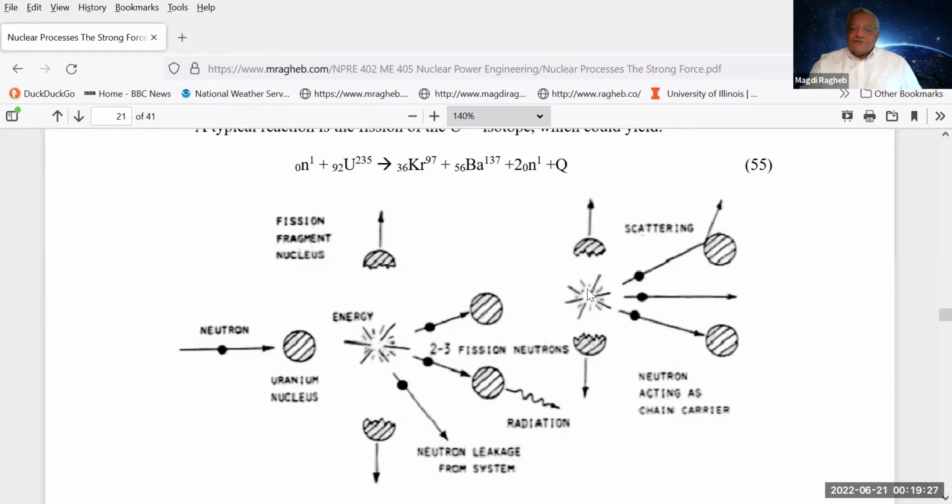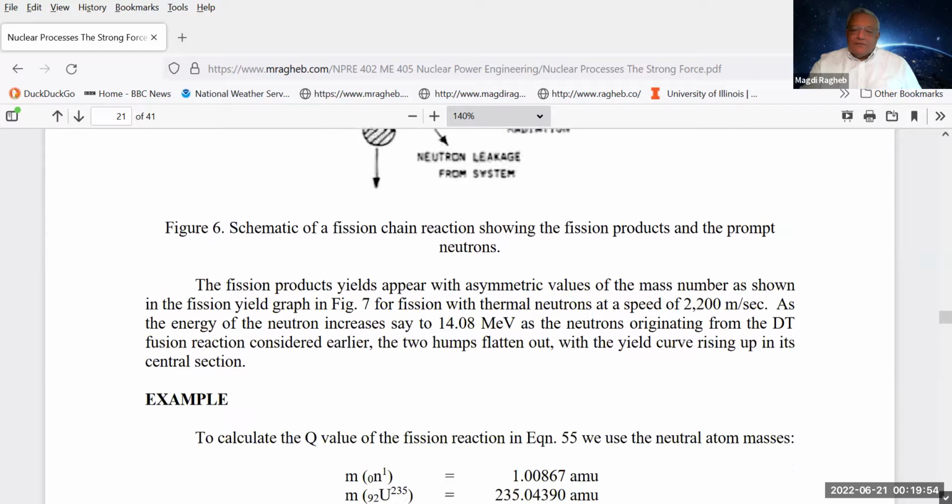And the process can go on and on and on. If you design it in such a way that out of the 3 neutrons, only one of them causes a new fission, then you can have a self-sustained chain reaction. In that case, to calculate the Q value, what we take is the masses of the neutron plus the uranium-235 minus the masses of the krypton, the barium, and the 2 neutrons, and that gives us about 200 million electron volts of energy.